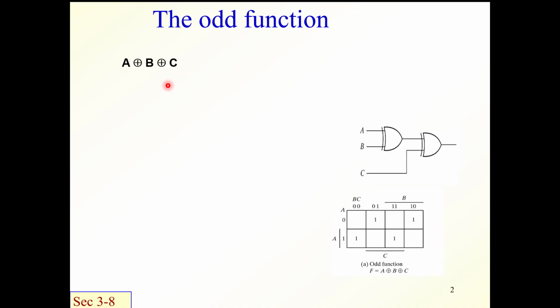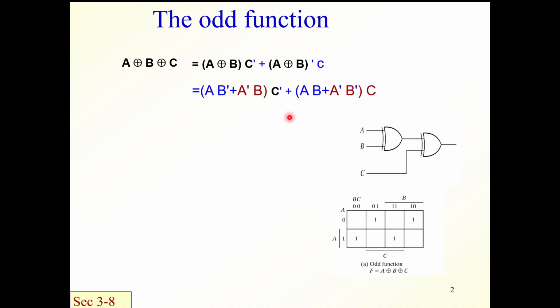Now this is called the odd function. A exclusive OR B exclusive OR C is equal to this. This one here, ANDed with the C bar, ORed with this here, complemented, ANDed with C. And this is equal to this. If we take the exclusive OR, we expand it. It is A B bar, ORed with A bar B, ANDed with C.